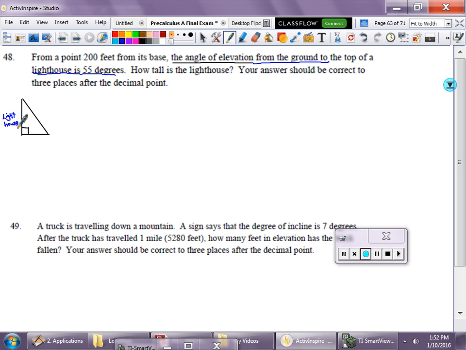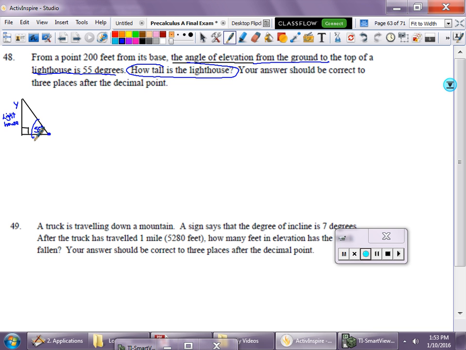And it says a point 200 feet from its base, so this is the point. The angle of elevation is from the ground to the top of the lighthouse. This is your 55 degrees. Okay, to the top of it. And how tall? Right away, the height is y.